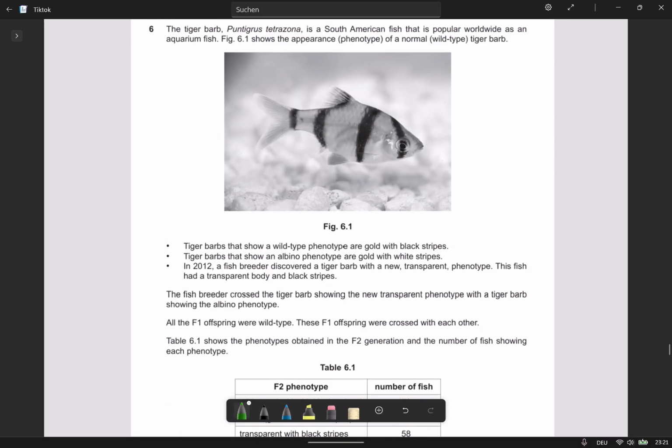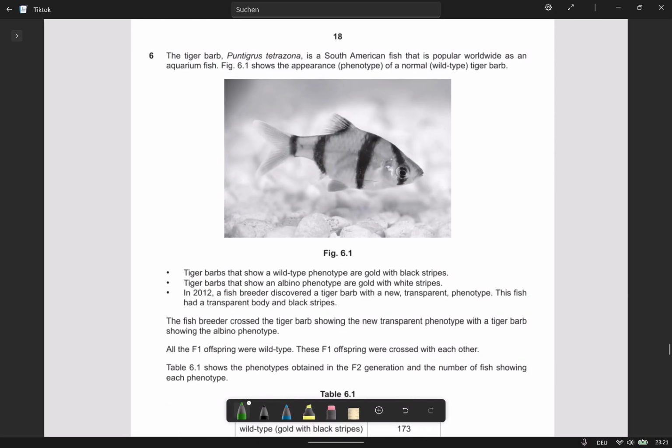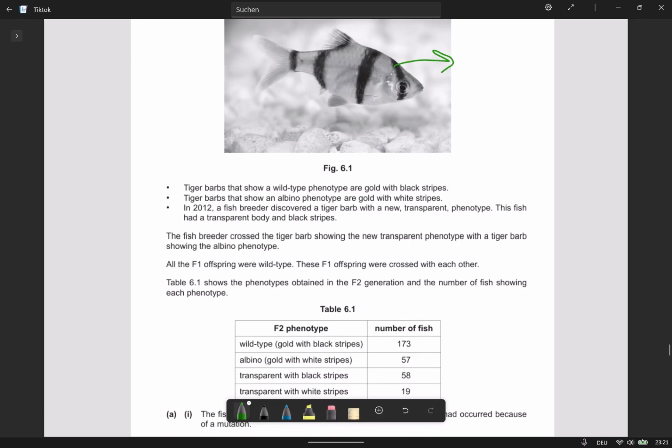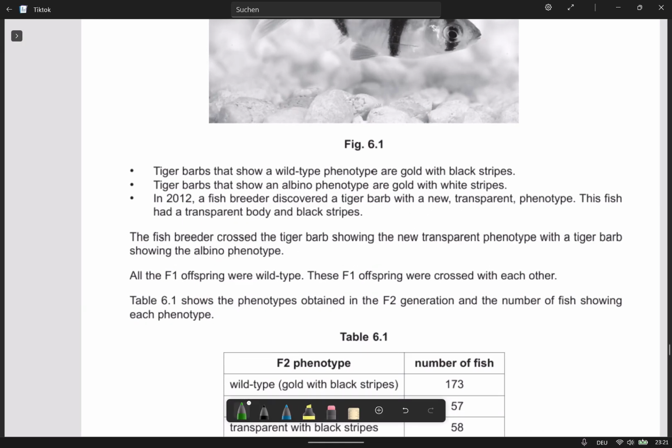So whenever there's a lot of things written, you have to kind of simplify it for yourself. So this question was telling us that the tiger barb is a very popular aquarium fish that has the appearance of a normal wild fish. Okay, so this fish looks like the normal wild fish. And those bullet points are telling us that the tiger barb shows a wild type phenotype, gold with black stripes, while tiger barbs that show an albino phenotype are gold with white stripes. Okay, so there are different colors of stripes here. Black is the wild, and the white is the albino fish.